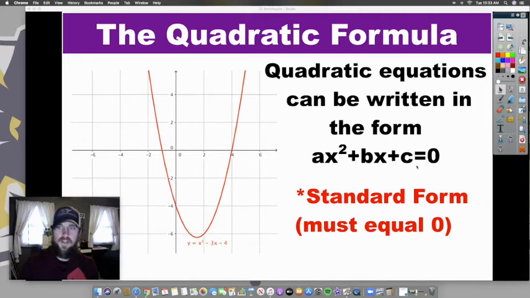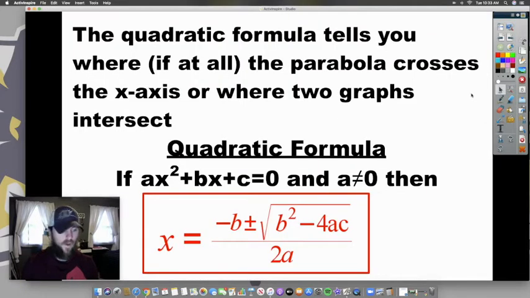So once you get it to look like that, you can then look at these three constants, the a, the b, and the c, and you're just going to slap them into the formula. What we're looking for is where would that parabola cross the x-axis? Or if you have it set equal to some number other than 0, where would that parabola cross that line? And it would be a horizontal line.